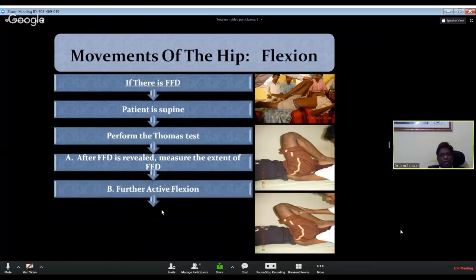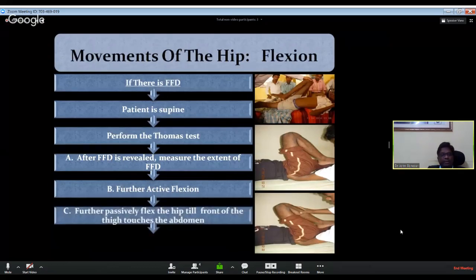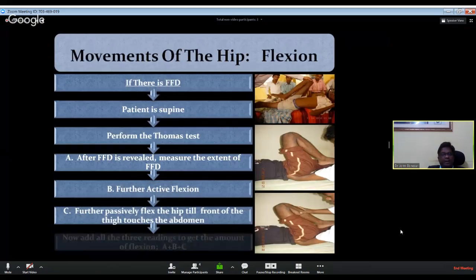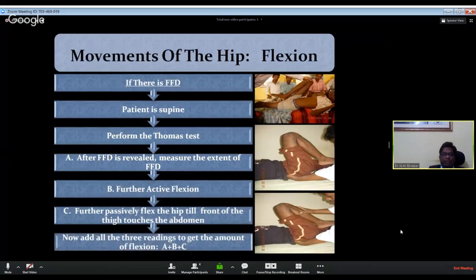So now look for further active flexion. Then further passively flex the hip until the thigh touches the abdomen. Now add all these three together, A plus B plus C.